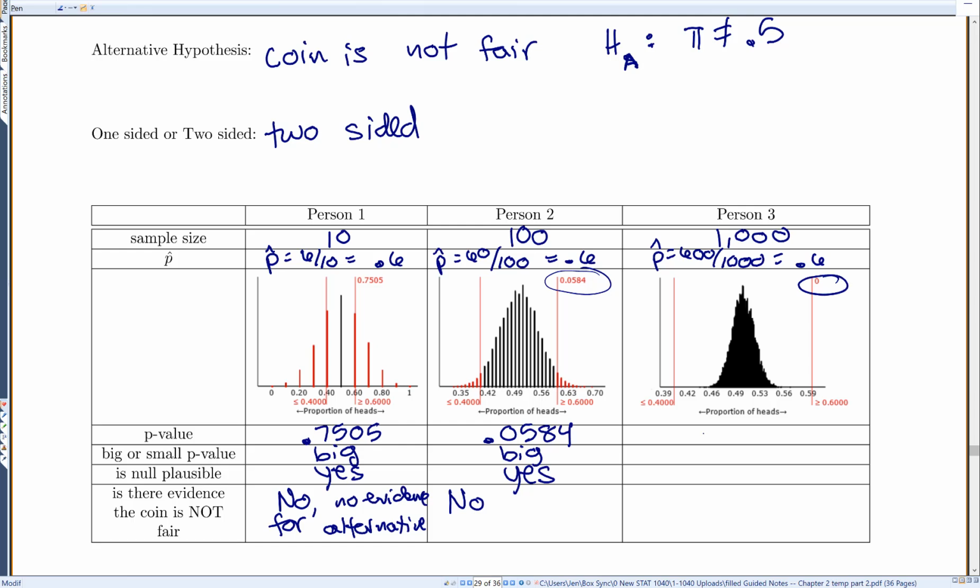Okay, but person 3 at 1,000, now what's their p-value? It's basically 0. So that's a very small p-value for sure. What that means is if they toss the coin 1,000 times, there would only be about a 0% chance that they could get a sample proportion of 0.6 or something more extreme. Not plausible at all. And is there evidence the coin is not fair? Yes, lots and lots of evidence. That is a very small p-value. Okay, we have lots of evidence for the alternative.